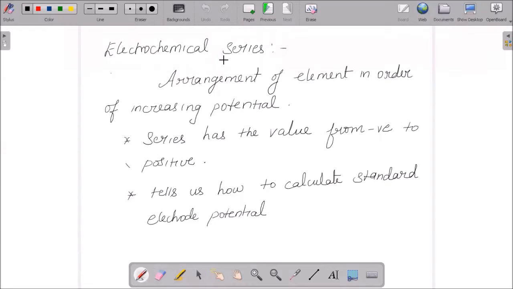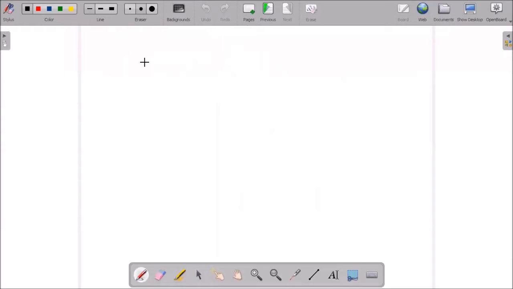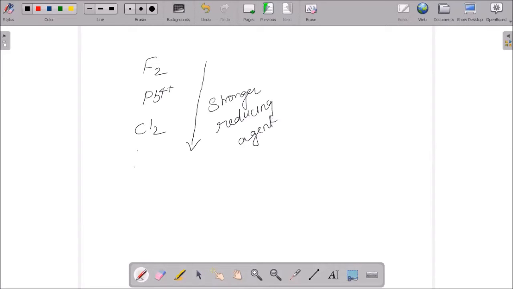So when we say electrochemical series, the basic arrangement, if you are going from top to bottom, is for example F2, Pb4+, Cl2 and so on. If you are coming in this order, we should know that it is considered a stronger reducing agent, and if you are going in the other order, it is considered a stronger oxidizing agent.